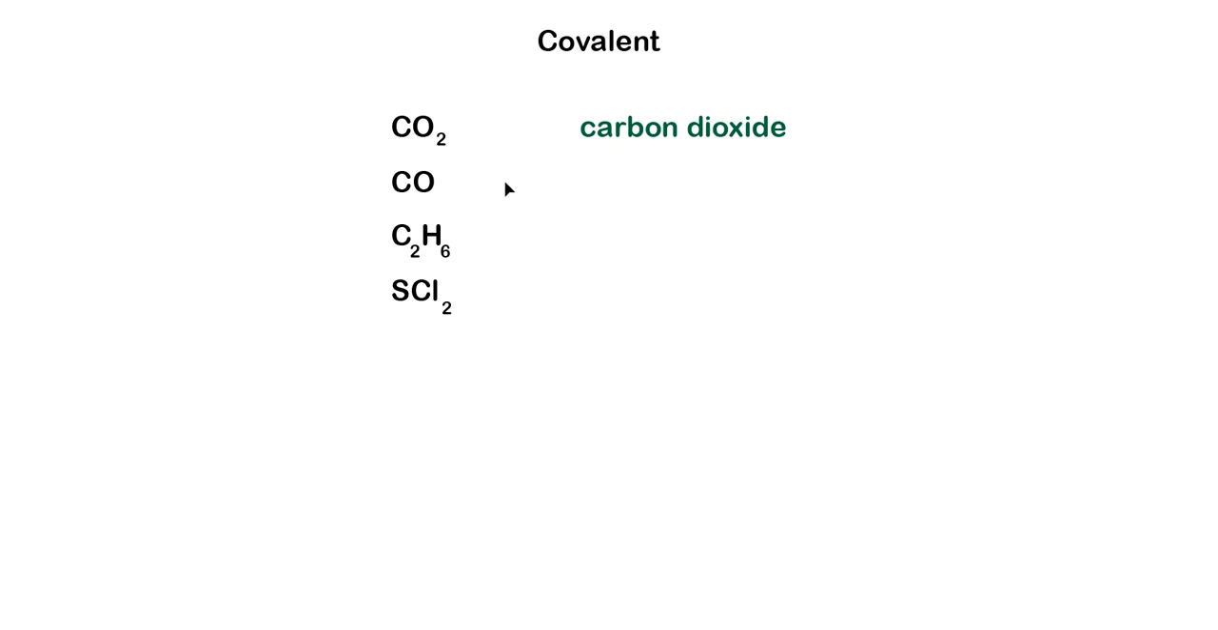So now let's look at our next one. If we were just strictly naming these as ionic, this would be carbon oxide and this would be carbon dioxide, even though they're different molecules with different properties. So that's where covalents get a little more complex.